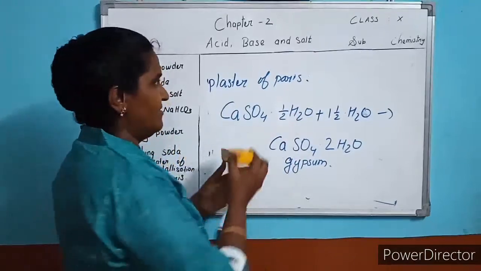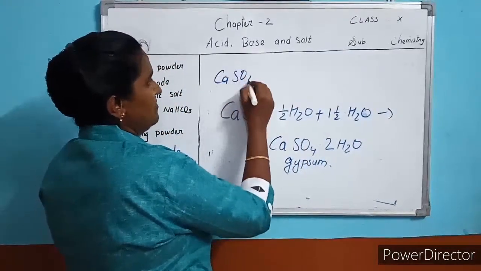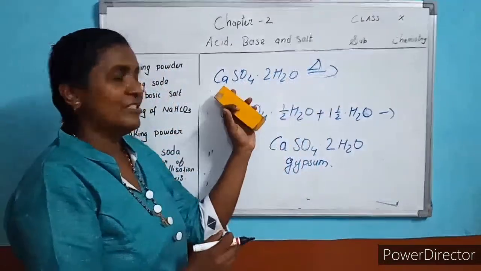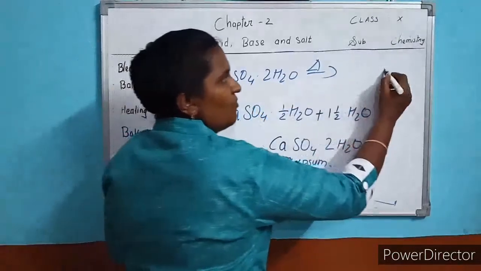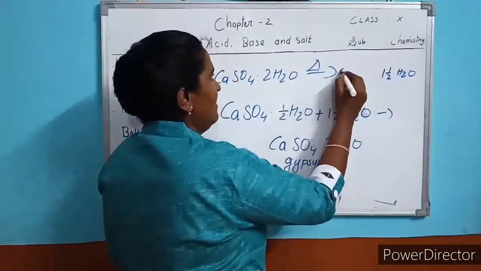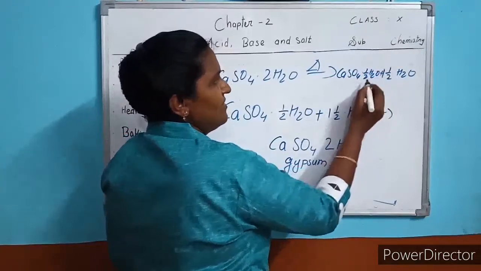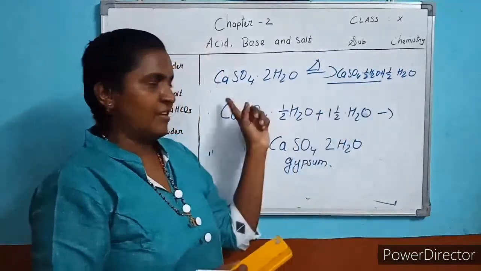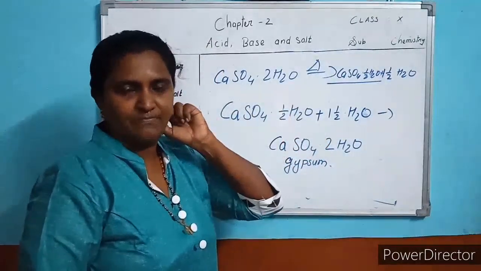It is a reverse reaction. With 2 molecules of water, on heating, heat the gypsum compound. On heating, 1.5 molecules of water will be liberated. The rest, half a molecule of water, you will get. So this is called plaster of Paris. You can prepare plaster of Paris from gypsum. You can prepare gypsum from plaster of Paris. Both are reversible. Understood?